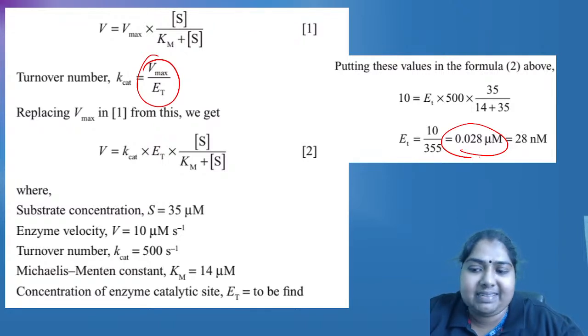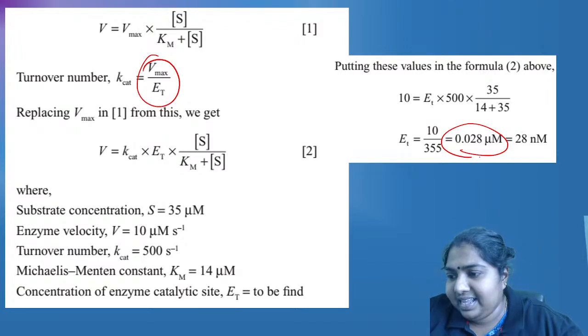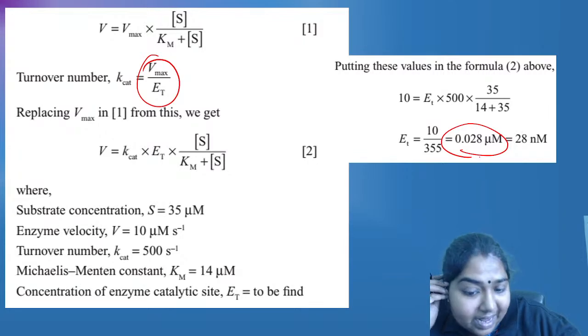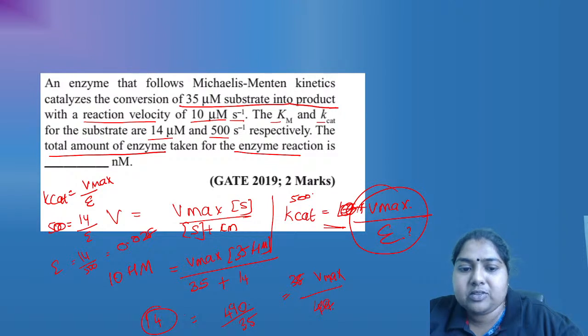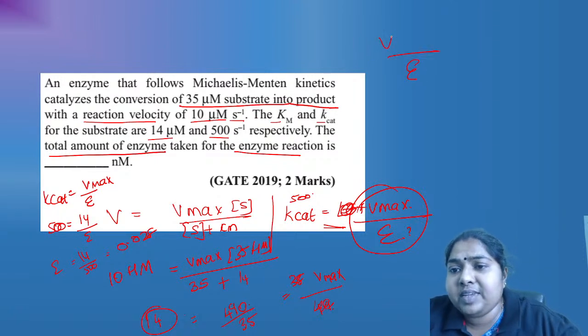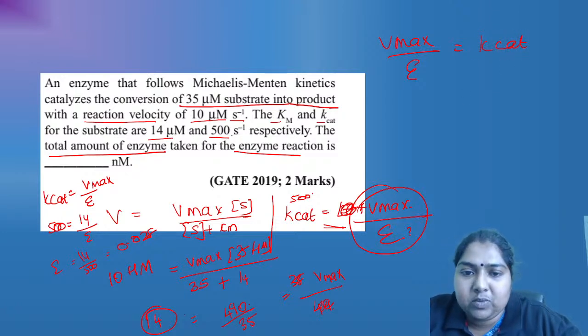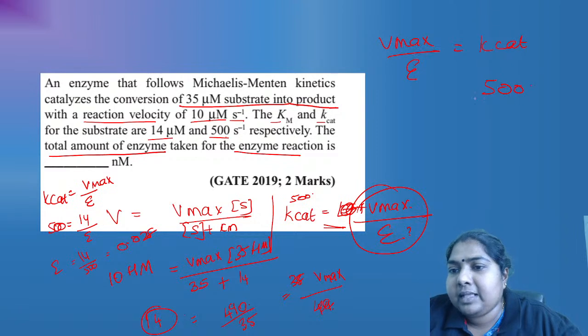So in this worked example I have given another thing. Yes. Good. So now you got it. So Vmax is equal to 14. You got it now? Yes, Piali. Good. So Vmax is equal to 14. Correct. So your Vmax by E is equal to Kcat. So your Kcat in the question is 500. So that is equal to 14 by E. So your E is equal to 14 divided by 500.